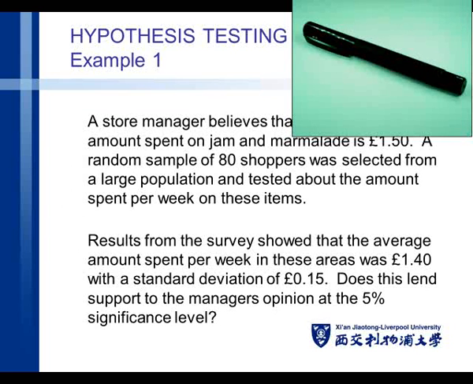So how would you do the hypothesis testing? First, state the hypothesis, the null hypothesis. What does the manager believe is true? That the average is 1.50, right? Then you need to pick the significance level. What is the significance level here? 5%.